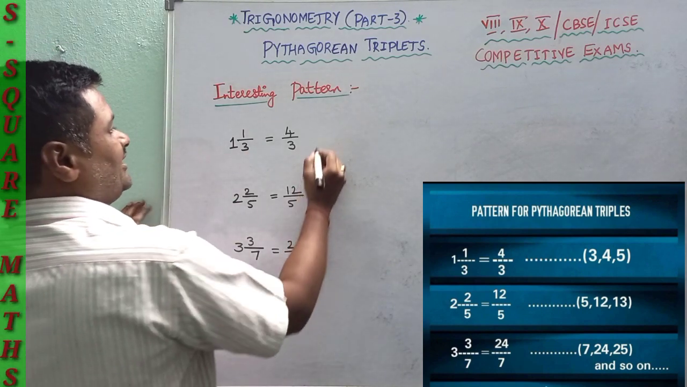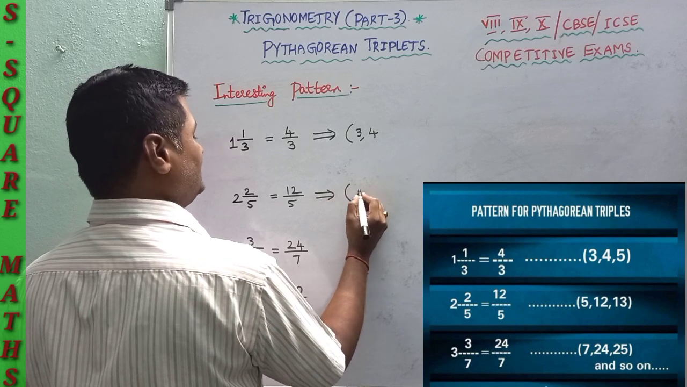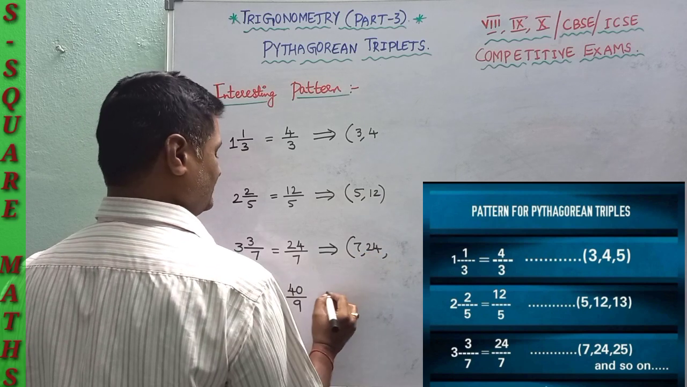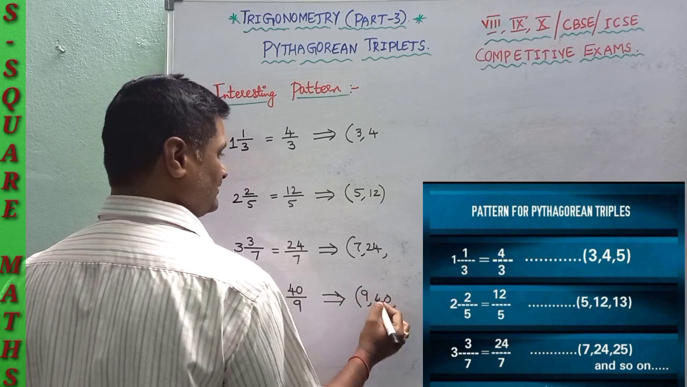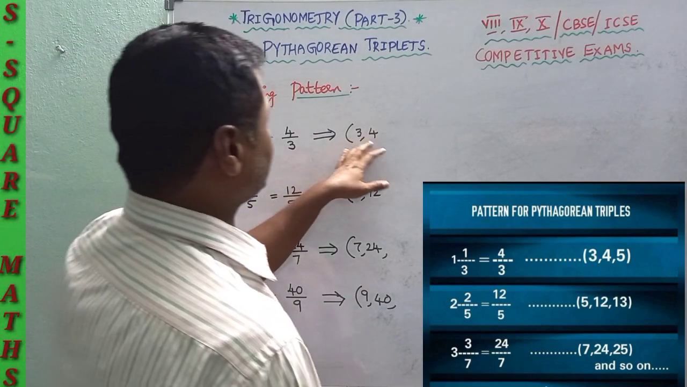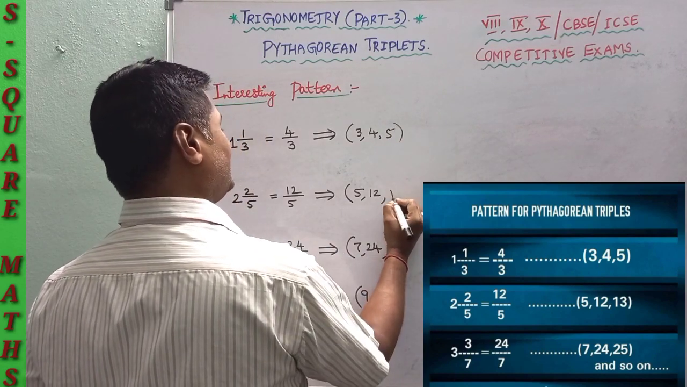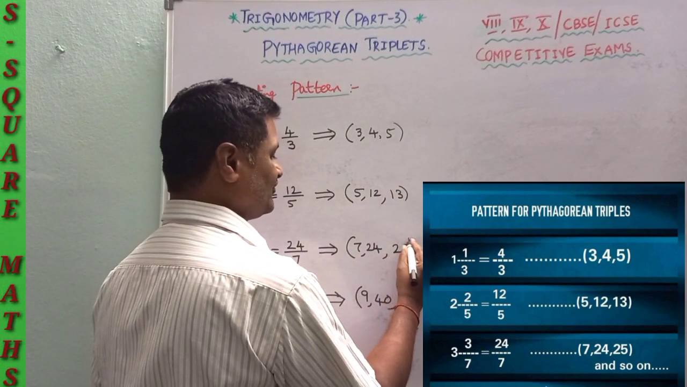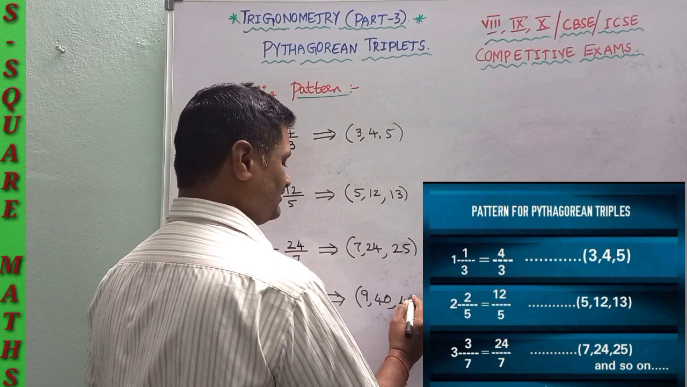After this, write down 3, 4. Next, you write down here 5, 12. Next, 7, 24. Next, 9, 40. Here, if you observe carefully, after 3 and 4, the next immediate integer is 5. Next, after 12, the next positive integer is 13. Next, after 24, 25. Next, after 40, you are going to get 41.